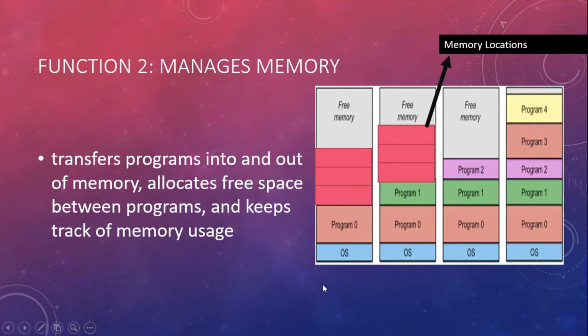A program can take several memory locations at a given time. For example, we can see that program 0 has taken 3 memory locations. Program 1 may take 2. So the operating system manages memory. It transfers programs into and out of memory, allocates free space between programs, and keeps track of memory usage.